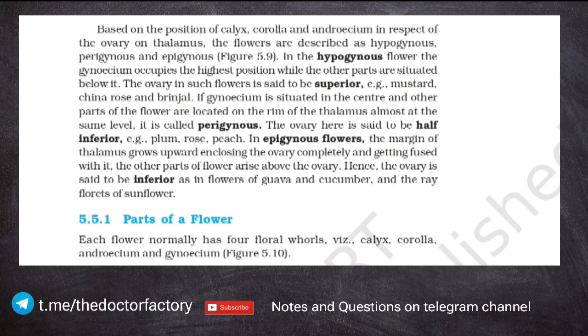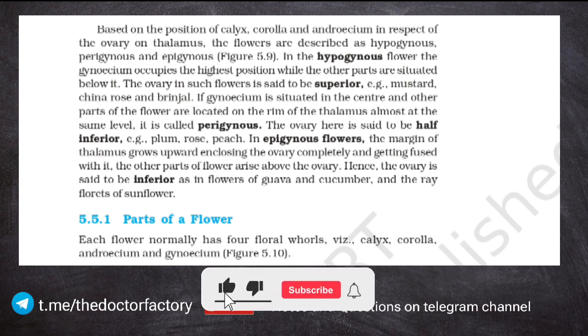If gynoecium is situated in the center and other parts of the flower are located on the rim of the thalamus almost at the same level, it is called perigynous. The ovary here is said to be half inferior, that is plum, rose, peach.